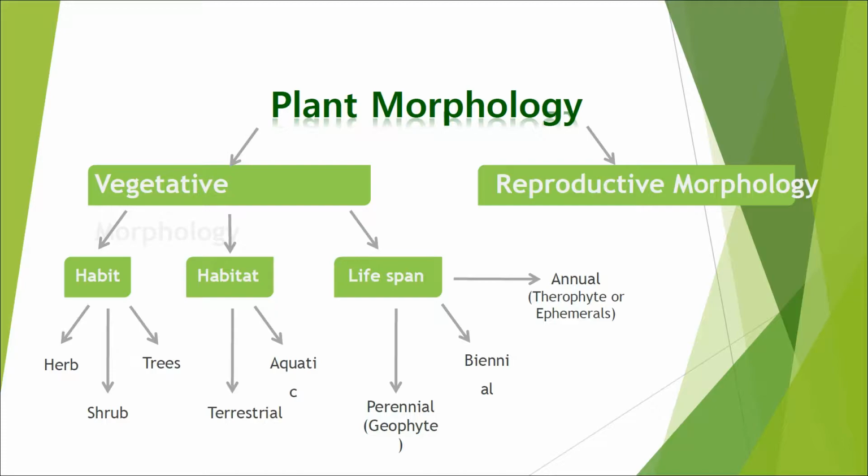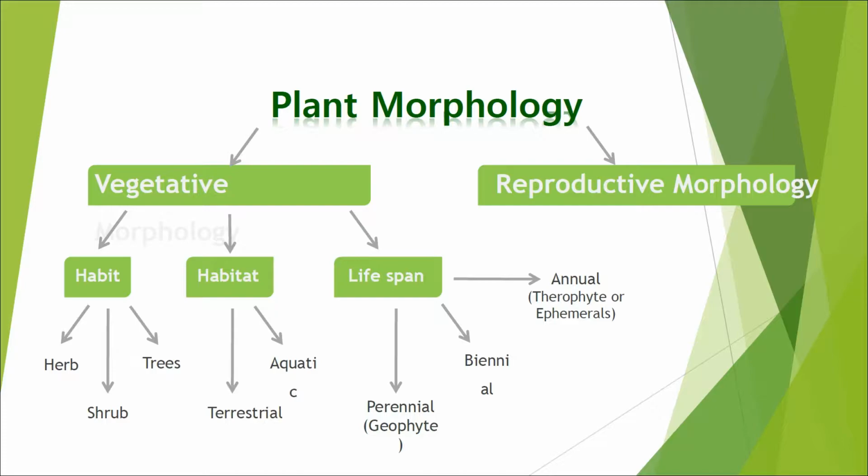According to the plant habitat, they are classified into terrestrial and aquatic. Terrestrial plants are the land plants. Plants growing on the land are called terrestrial plants, and they are classified based on the environmental adaptation. The plants that are living in the water are called as aquatic plants, and aquatic plants are otherwise termed as hydrophytes. Next we have lifespan.